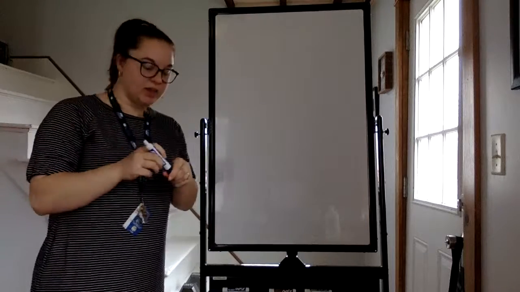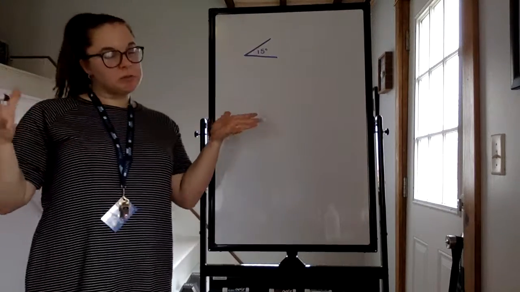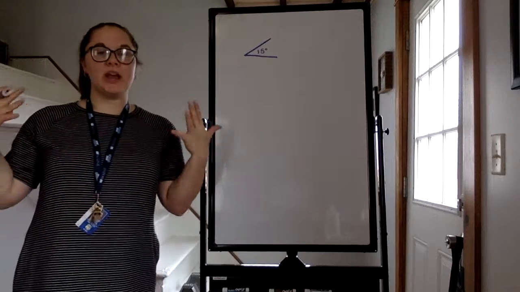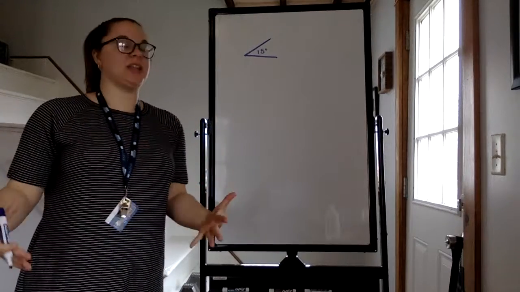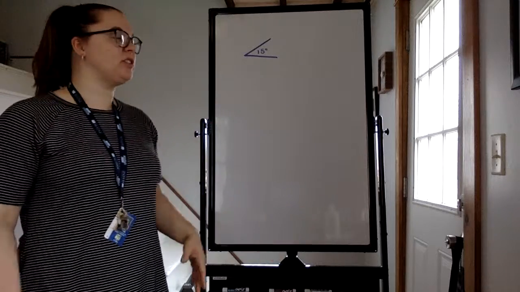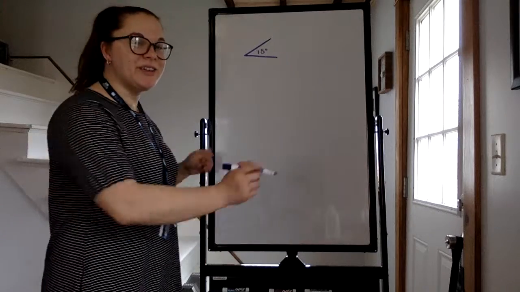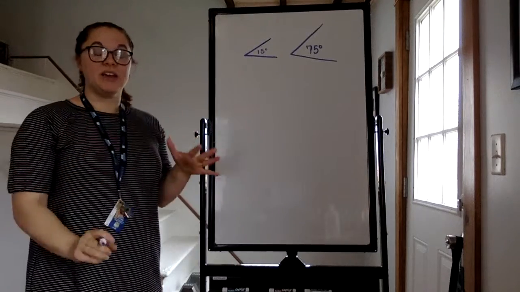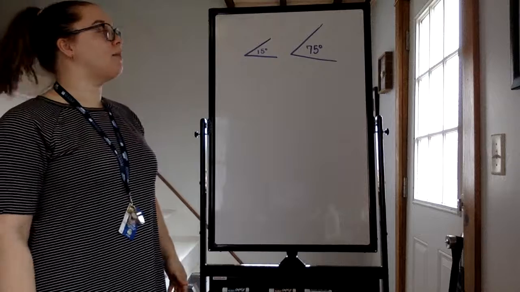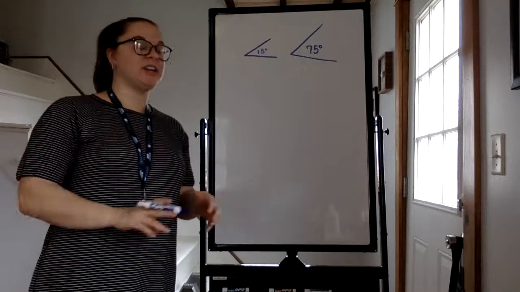So let's say we have an angle here with a measure of 15 degrees. Not perfect, but close enough. So an angle that would be complementary to this would make the sum be 90 degrees. So the angle that's complementary to 15 degrees is 75 degrees. So you can have angles that are not beside each other be complementary. These aren't touching, they're not adjacent, but they are 90 degrees.